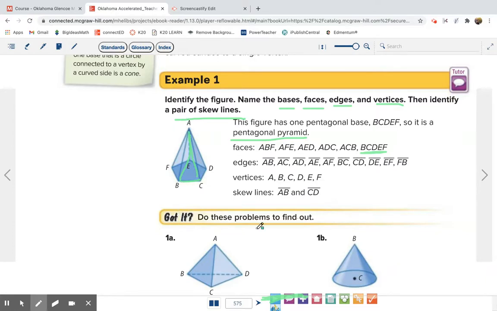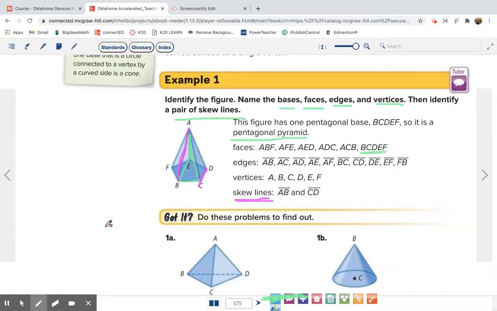Skew lines means anywhere that you have two lines that are not even in the same direction and they will never intersect. So they used AB, this one out front, with CD, because if you notice, those are never going to touch. They're not even in the same area. You could have said other ones. Okay, there's more than one right answer on there. It just said name one pair.